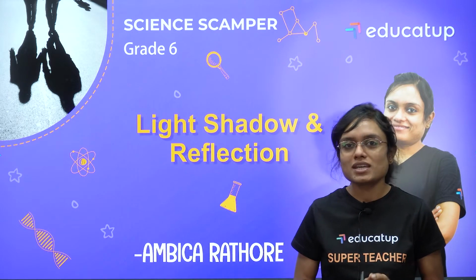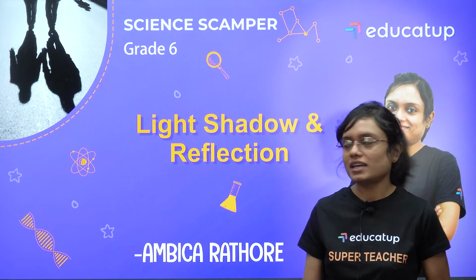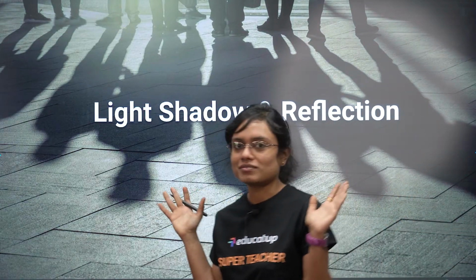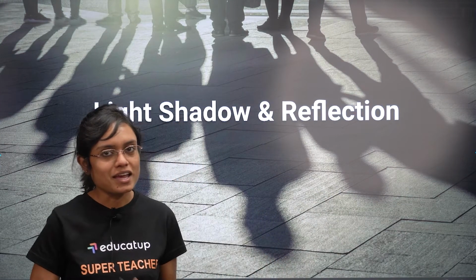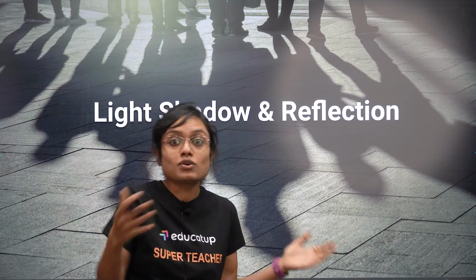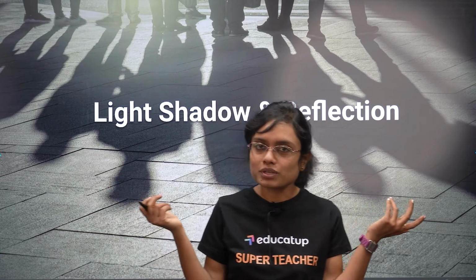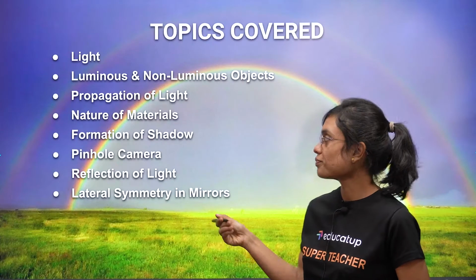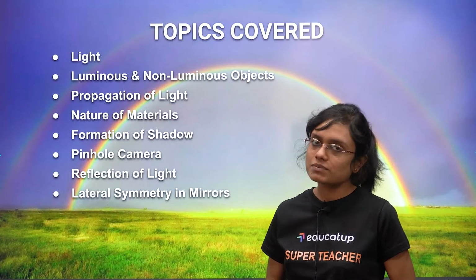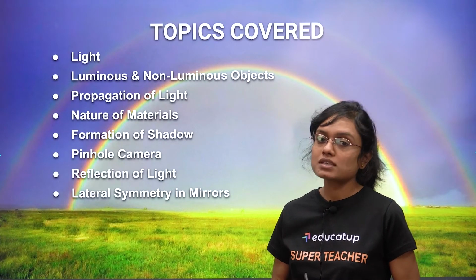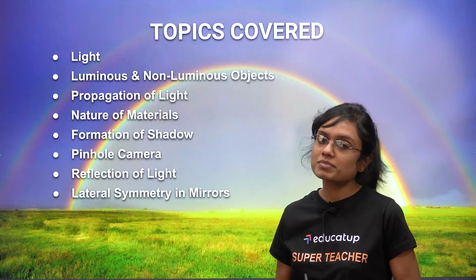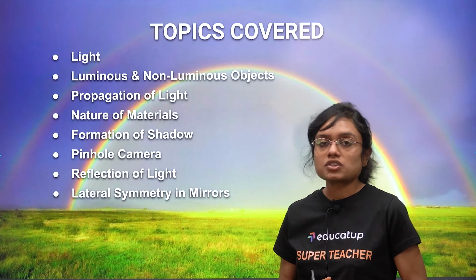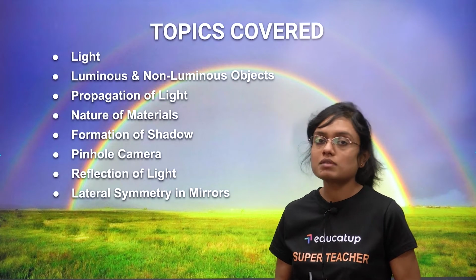Now let's start today's session, and the topic for the day is light, shadow and reflection. Whoa, something quite different. When you get light, then shadow is formed and then something is reflected out. Now let's see which topics we are going to cover in this module. We are going to cover light, luminous and non-luminous objects, propagation of light, nature of materials, formation of shadow, pinhole camera, reflection of light, lateral symmetry in mirrors.